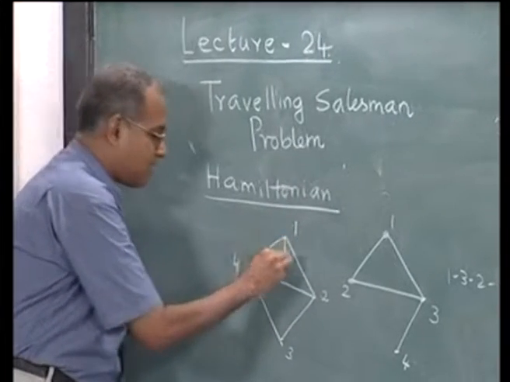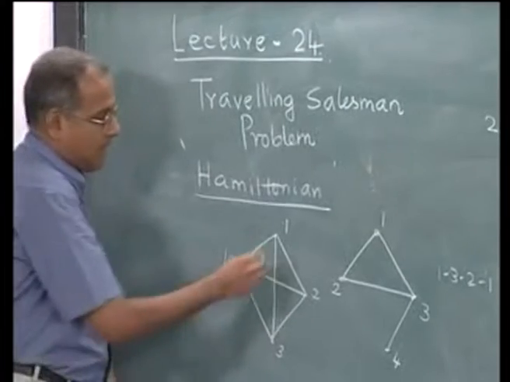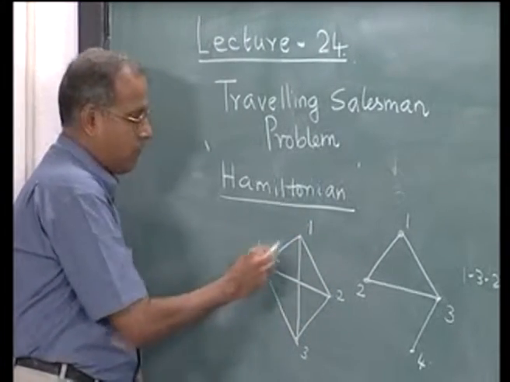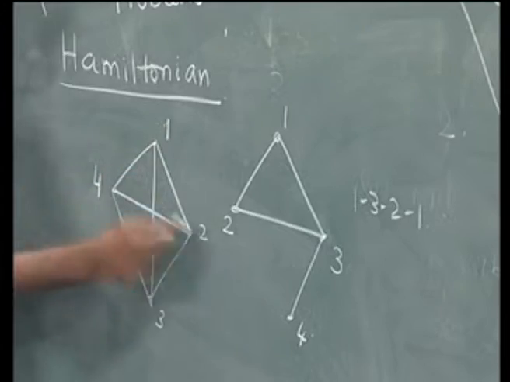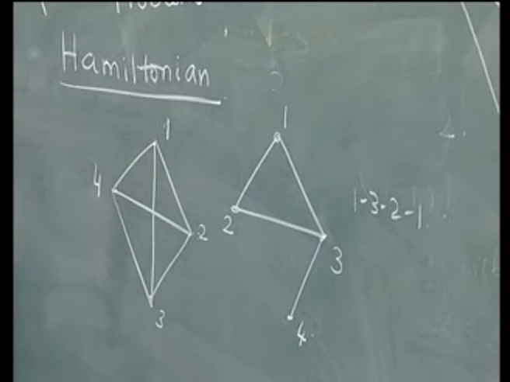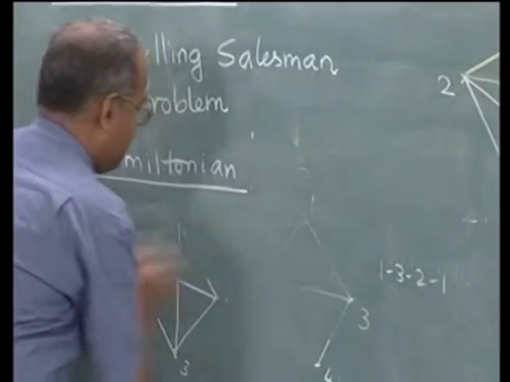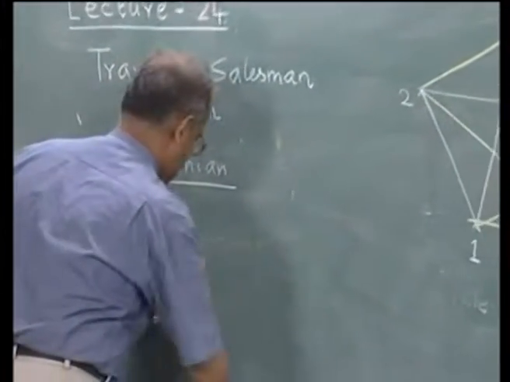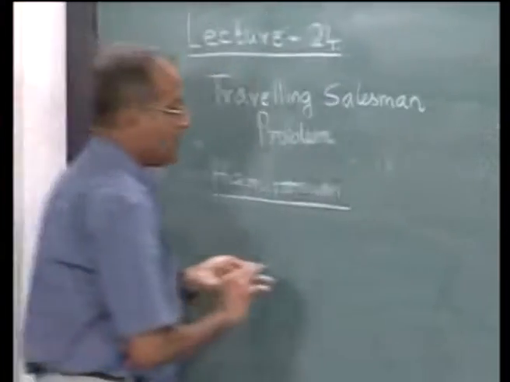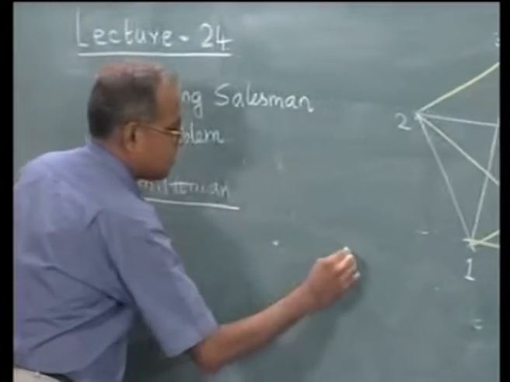But if I add this also into this graph, I may do 1, 2, 3, 4, 1, I may do 1, 2, 4, 3, 1 and so on. So, if a graph is Hamiltonian, it may have more than one Hamiltonian circuit. From graph theory, we also have graphs which are completely connected graphs.